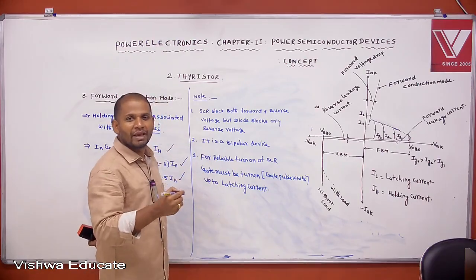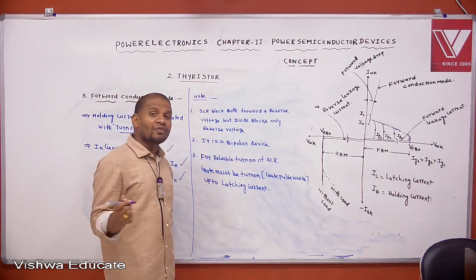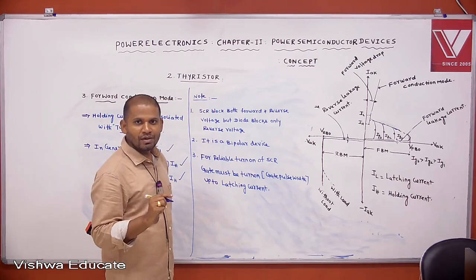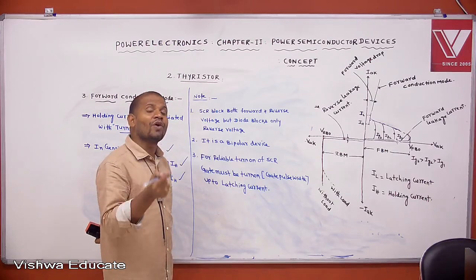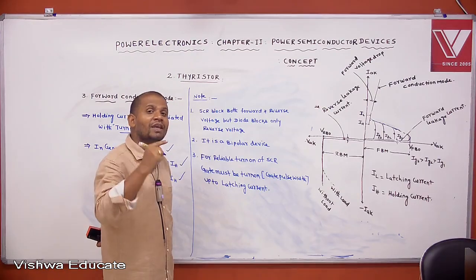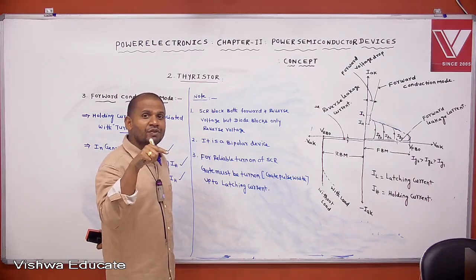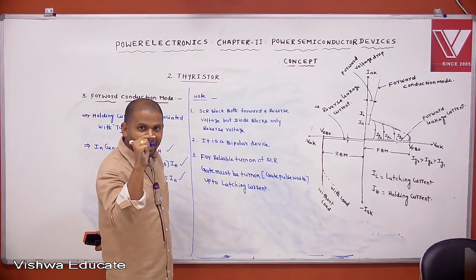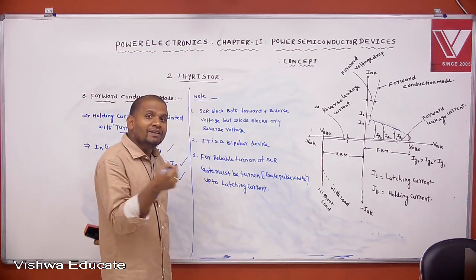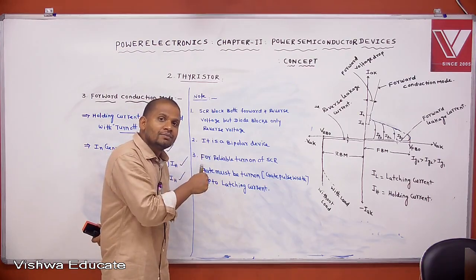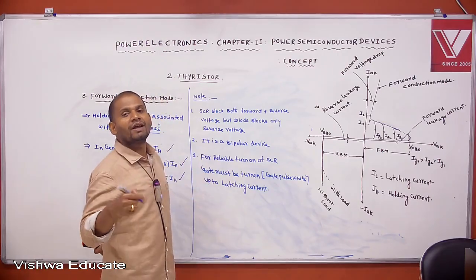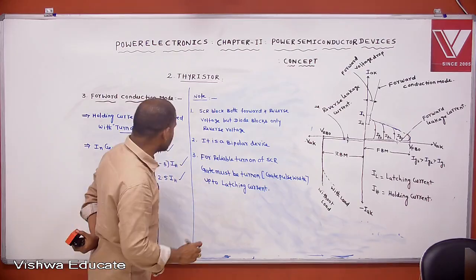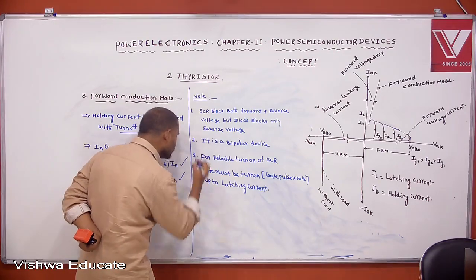The question is framed like this: for reliable turn on of SCR, gate pulse width equals dash. Like that, questions are framed. For reliable turn on of SCR, you find the gate pulse width. Gate pulse width is nothing but the gate on time. It is not the total time period. Point to remember, it is the gate on time. How much time must the gate be on? You find the time corresponding to which current? Latching current. That gives the gate pulse width for reliable turn on. Clear?